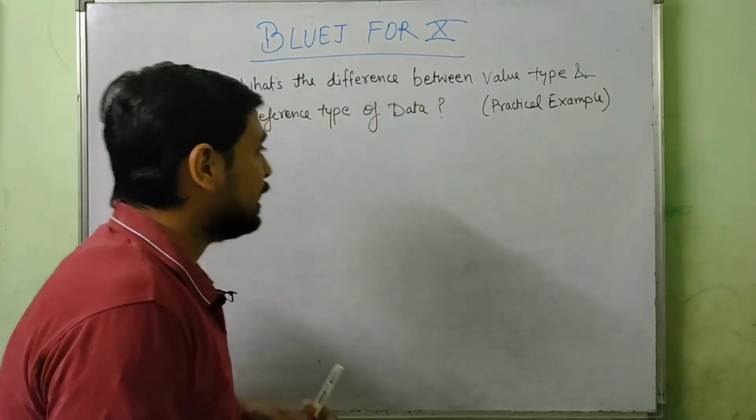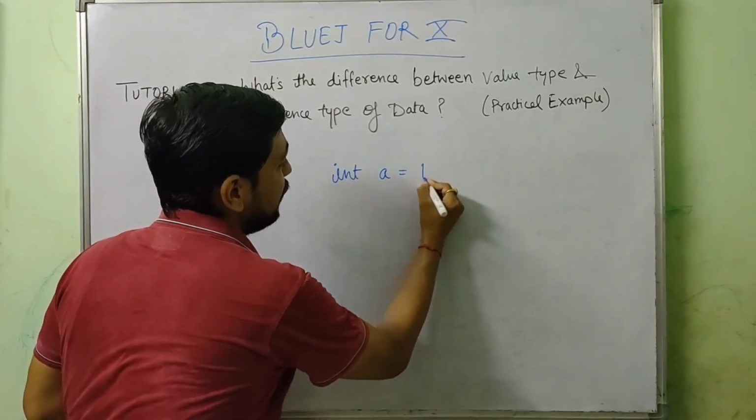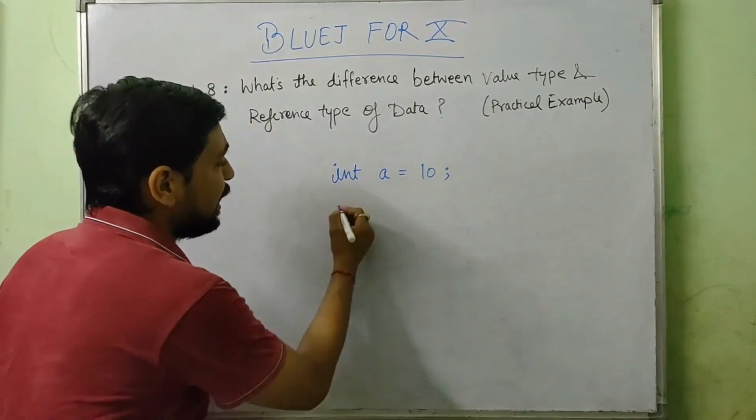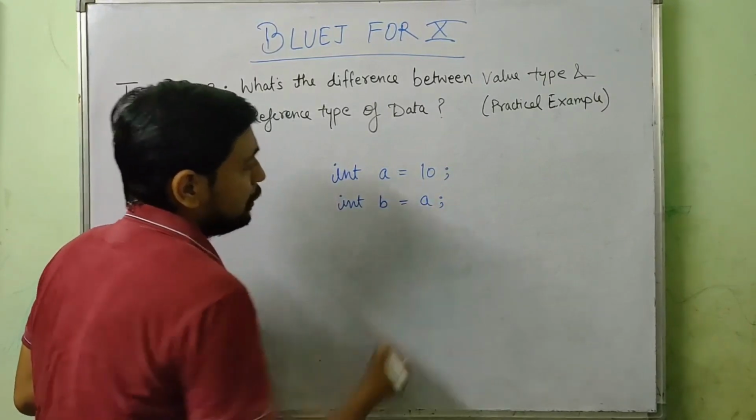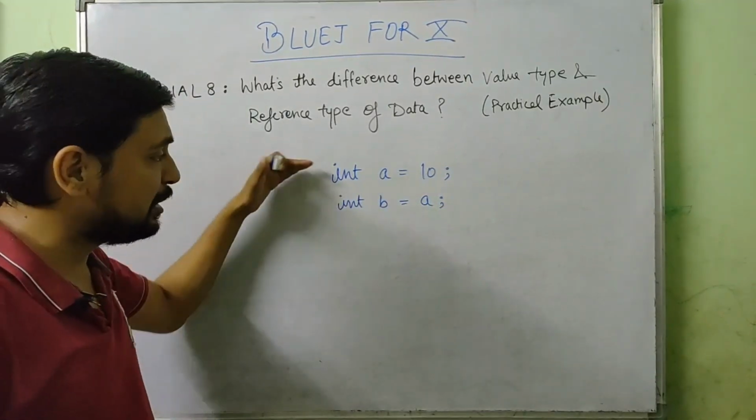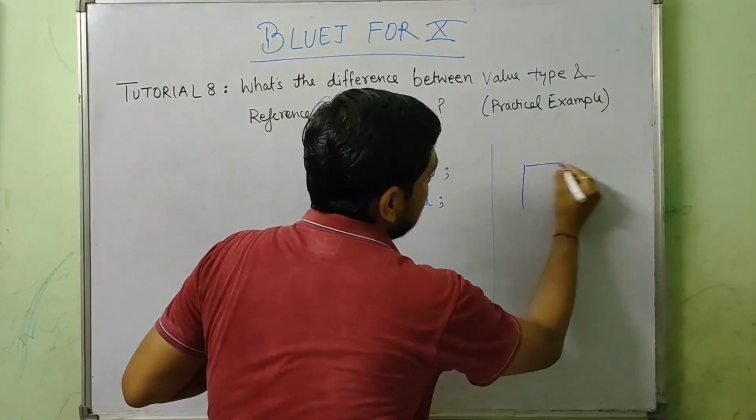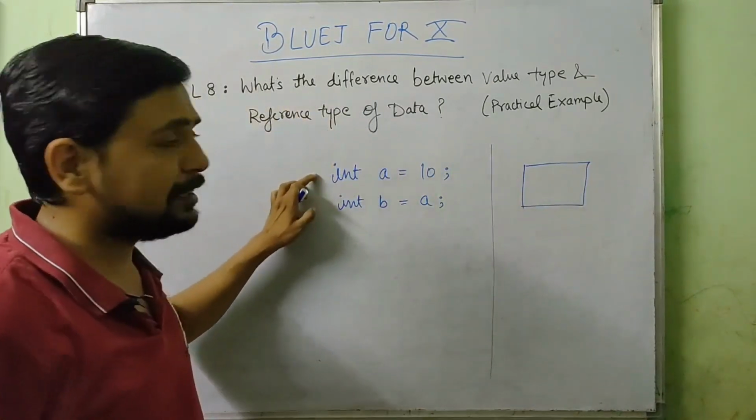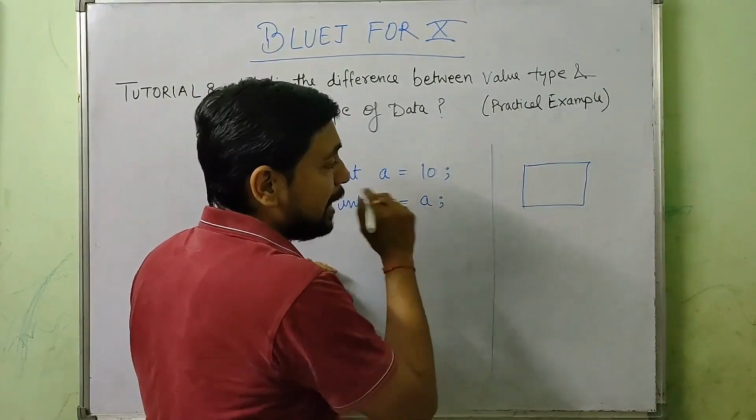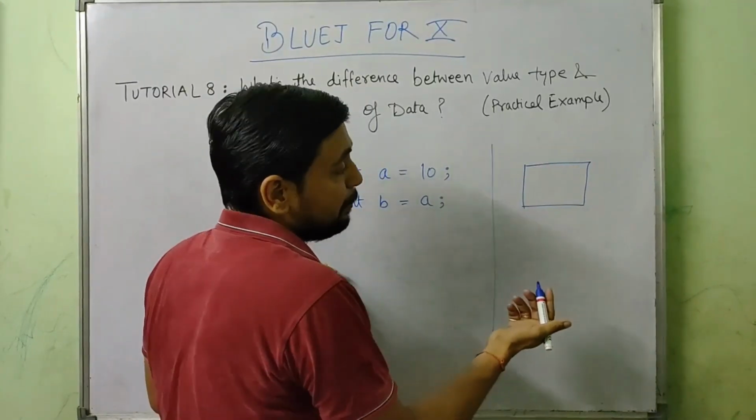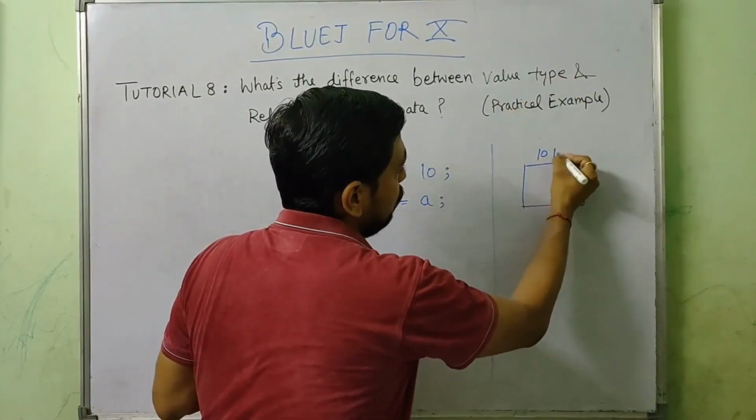To understand this, let's take an example. For example, I have created an integer variable a with value 10. And in the next line, I have created another integer variable b and assigned a to it. Now do you know what will happen in the memory with these two lines of execution? As soon as the first line is executed, space is taken in the memory. How much? Integer type, so 4 bytes of space. That space must have some address. Let's suppose the address is 1014.